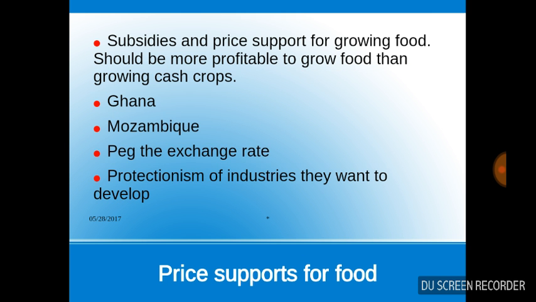Then also you can have subsidies and price support for growing food. You must remember Ghana, they had regime change in a year where cocoa and coffee prices fell by 80%. So you must never be too reliant on these cash crops because you will get a shock one day when you get economic problems that are beyond your control.